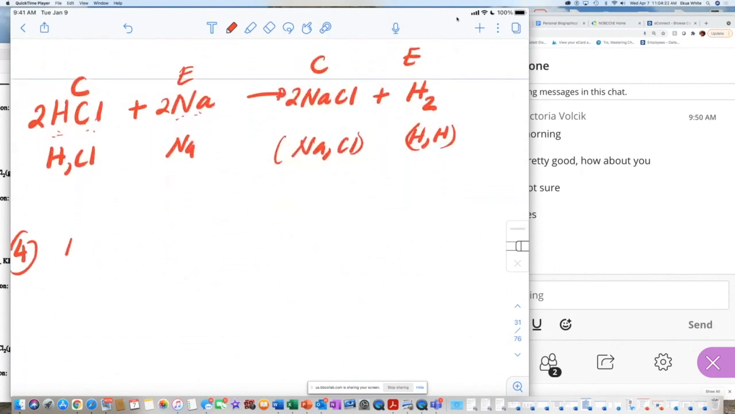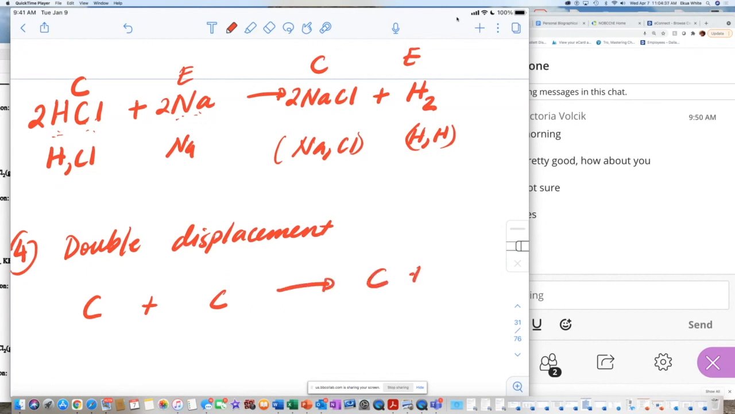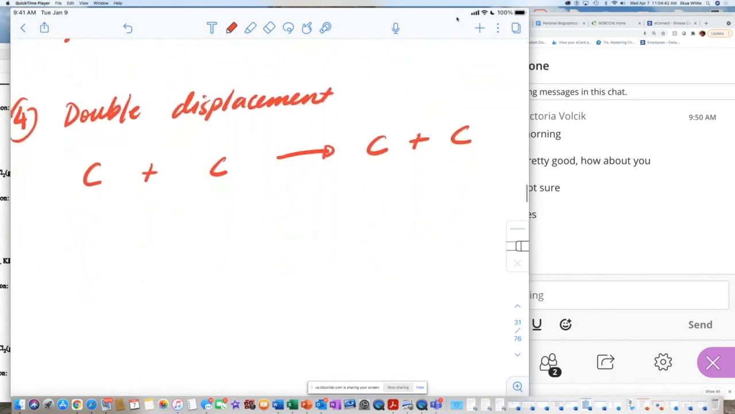Okay, number four, what about double displacement? In double displacement, what we see here is compound plus compound to give you compound plus compound. So you see four compounds. For us to have a chemical reaction, what we observe is they switch partners. Okay? So it's like one of those line dances.